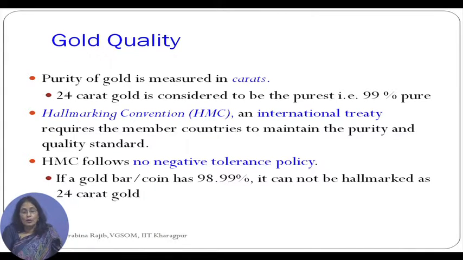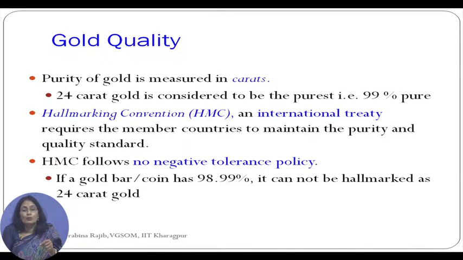Carat measures the fineness or the purity of the gold, and 24 karat gold, which is considered to be the best kind of gold, is 99% pure. So that means if you are buying 1 kg of gold which is of 24 karat, that gold bar of 1 kg must have 990 grams of gold. So 10 grams can be of any other metal, but 990 grams should be gold.